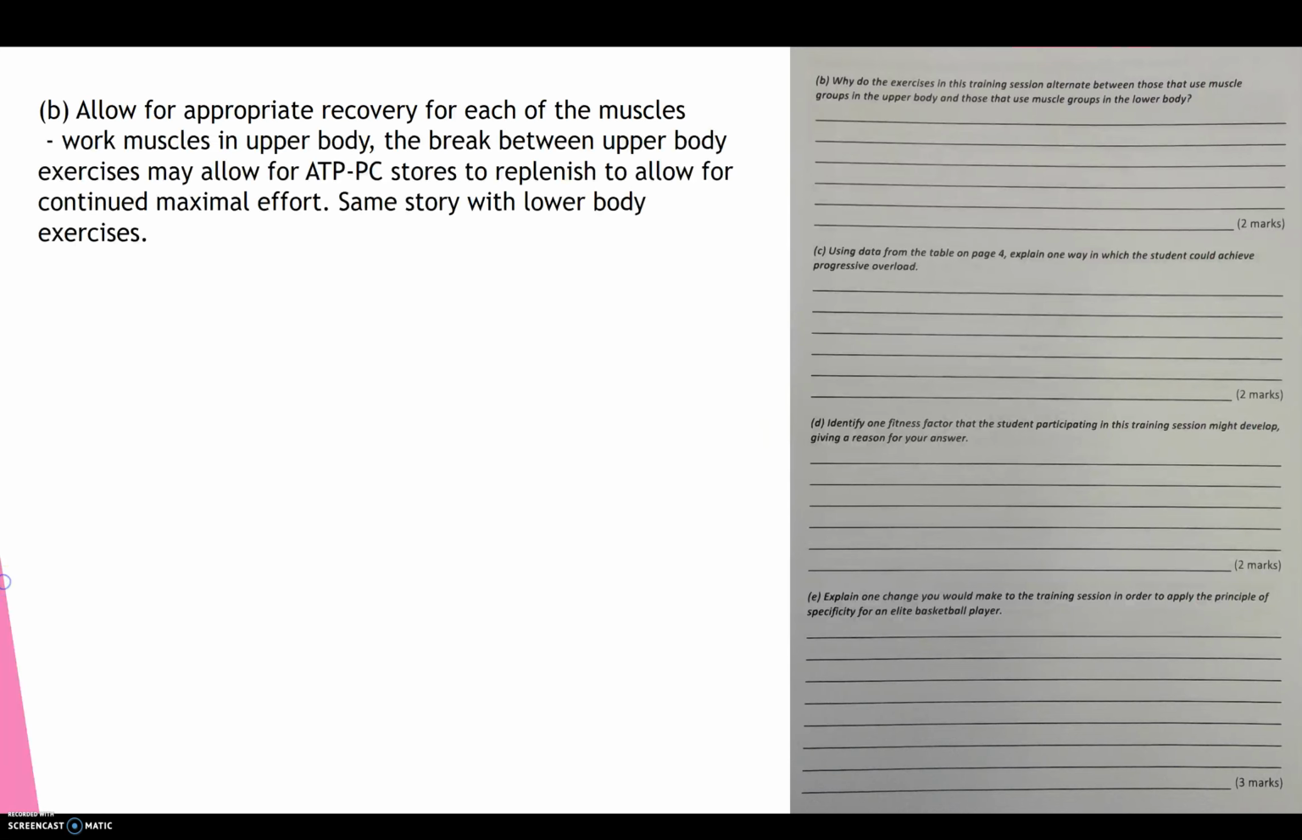B, why do exercises in this training session alternate between those that use the muscle groups in the upper body and lower body? A few people didn't get this correct, and we're looking at keywords like appropriate recovery for each of the muscles. So work muscles in the upper body, then break between upper body, may allow for ATP-PC stores to replenish to allow for continued maximal effort in that period. Same with lower body exercise, removal of lactic acid, things like that.